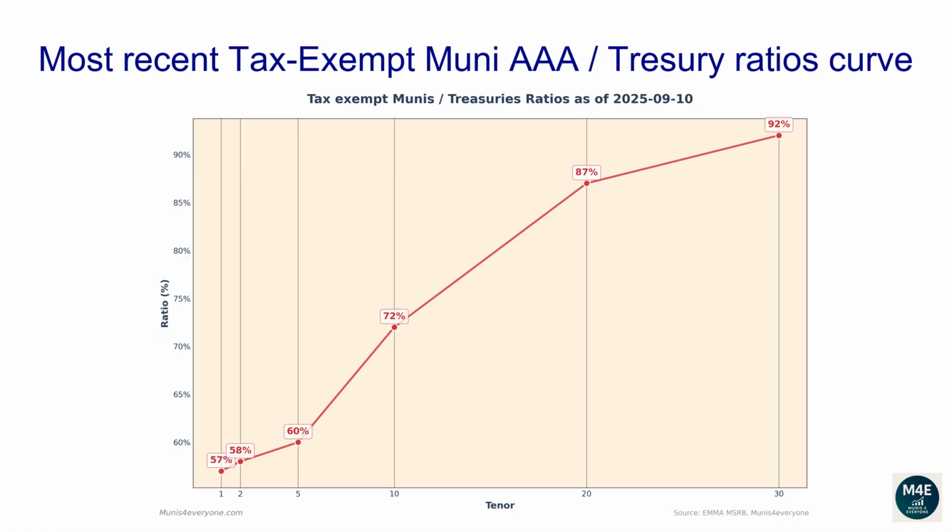The current one-year ratio is 57%. The 2 years ratio is 58%. The 5 years ratio is 60%. The 10 years ratio is 72%. The 20 years ratio is 87%. The 30 years ratio is 92%.